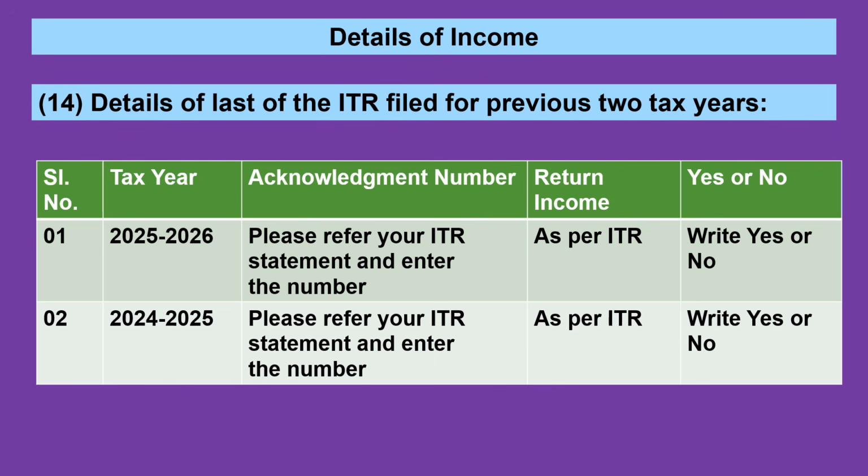Details of the last income tax return filed for the previous 2 tax years. Tax year 2025-2026: if you have filed an income tax return, then write here your acknowledgement number. Return income as per ITR, write yes or no. For tax year 2024-2025, here also write the acknowledgement number if you have filed the income tax return. Return income also as per ITR. If not filed, then write no.